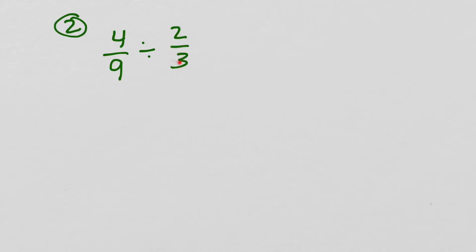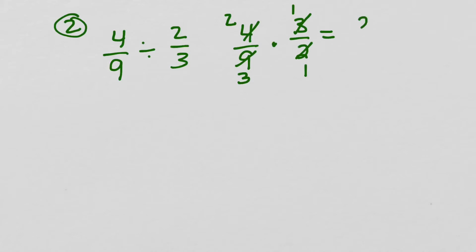Dividing fractions is easy as pie. You're going to flip the second one, and then you're going to multiply. So we're going to rewrite 4/9 times 3 over 2. 3 goes into 3 one time. 3 goes into 9 3 times. 2 goes into 2 one time. 2 goes into 4 2 times. Then we're going to multiply across, and that's going to give us 2/3.